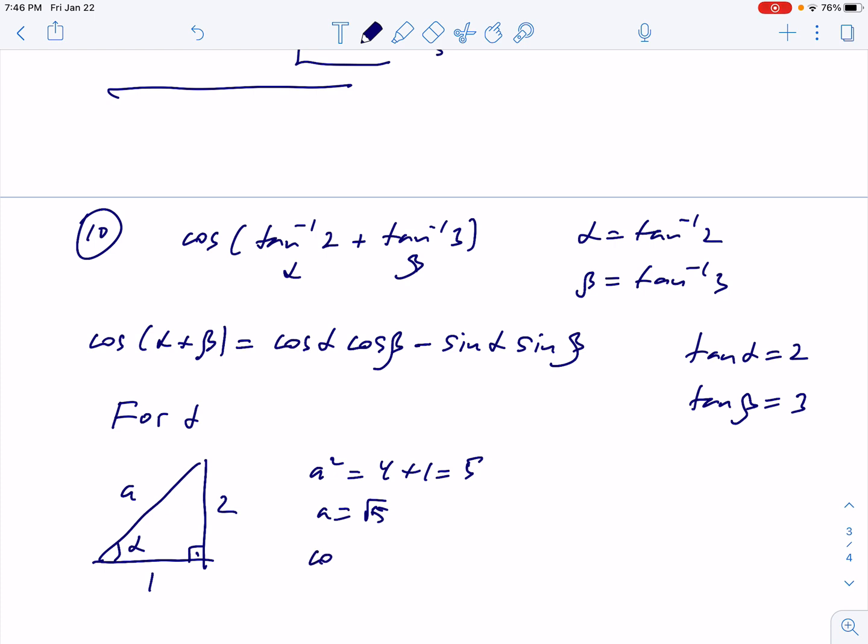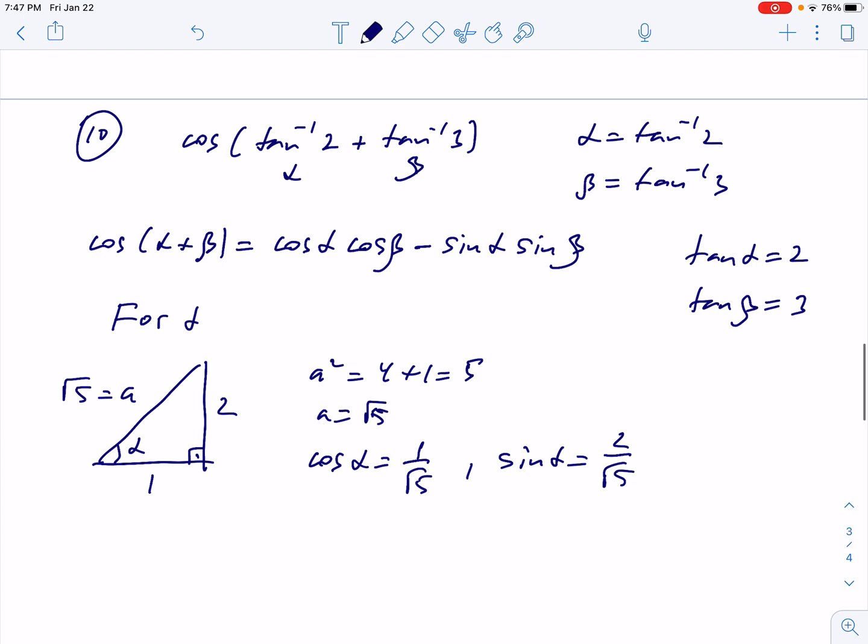And then we can find all the values of the other trigonometric functions. For instance, cosine alpha will be adjacent to hypotenuse. Let's write here root of 5 is the hypotenuse. So cosine alpha will be 1 over root of 5. Sine alpha will be opposite to hypotenuse, will be 2 over root of 5. We know these two values now.